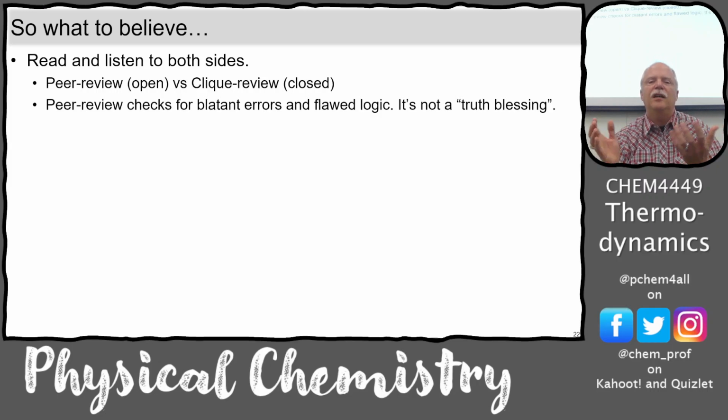Now, peer review checks for blatant errors and flawed logic. It's not a truth blessing. I think we've kind of gotten in the situation of science being like a high priesthood. And if it's been through peer review, it's been blessed, and it's definitely the truth. That's not the way it works. We read through the articles, we look at the data, we look at their conclusions, and we say, yeah, they haven't made any mathematical mistakes, they haven't made any logical errors. The data seems to support what they're saying.